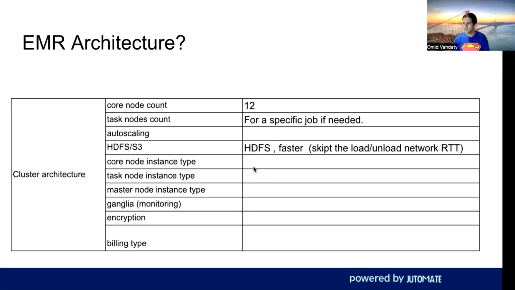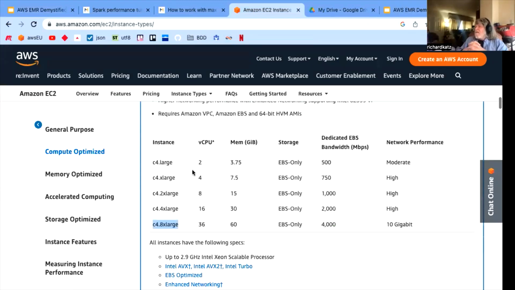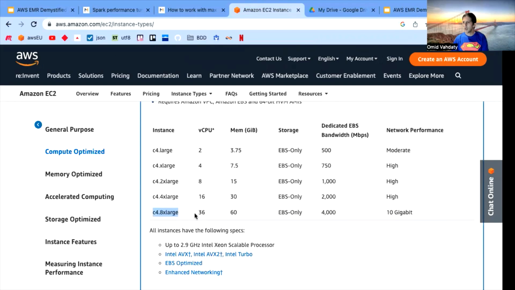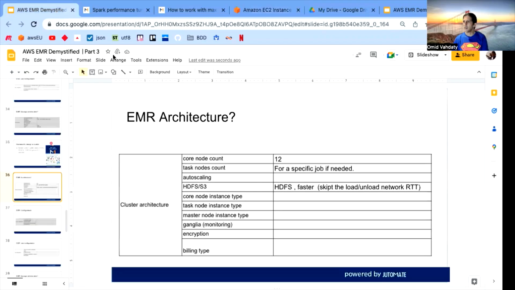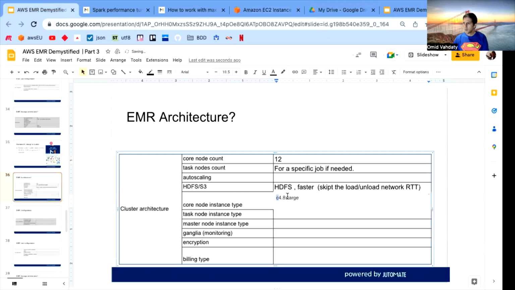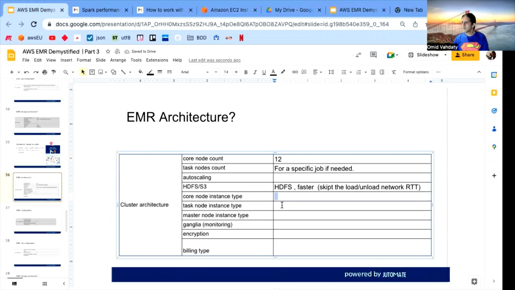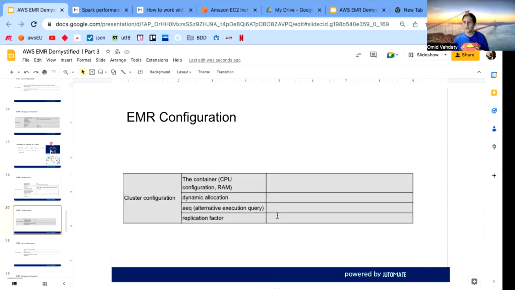Okay, so let's take this one, it has 36 C4. Yeah, that's a good one. Yeah, that looks great. Interesting. Great. Okay, and task node not relevant. Nothing, right? And for the master node?